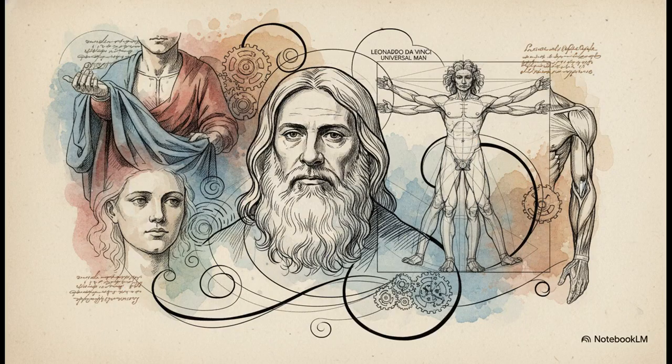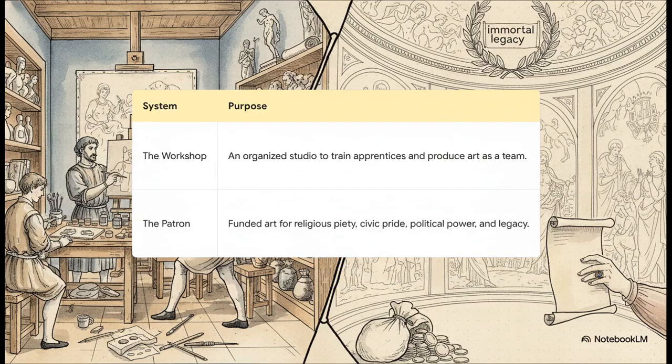And, of course, the poster child for this is Leonardo da Vinci. For him, these interests weren't separate hobbies, they fed each other. His scientific dissections of human bodies gave him an unmatched understanding of anatomy, which made his paintings way more lifelike. For Leonardo, art and science were really just two sides of the same coin, the quest to see the world accurately. But here's the thing, even a genius like Leonardo didn't work in a vacuum.